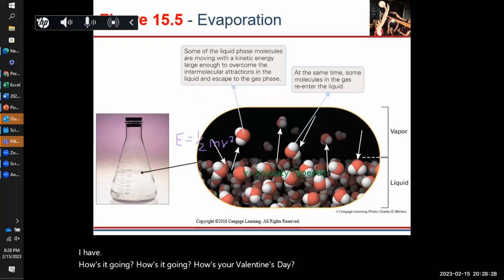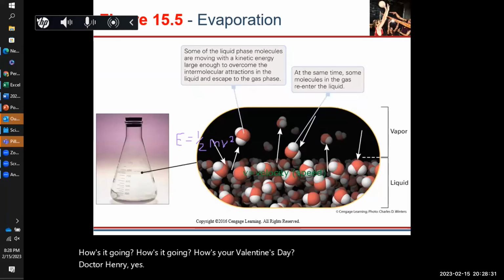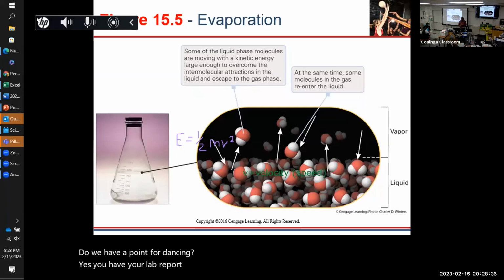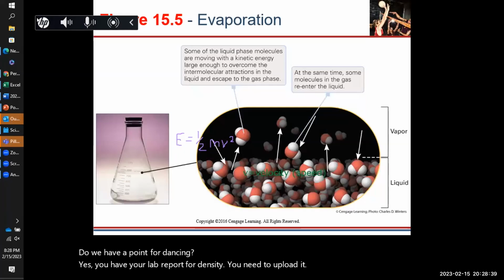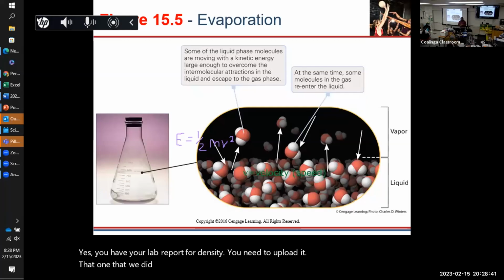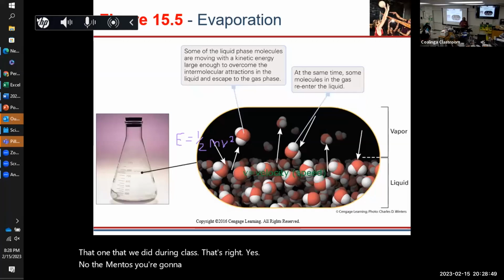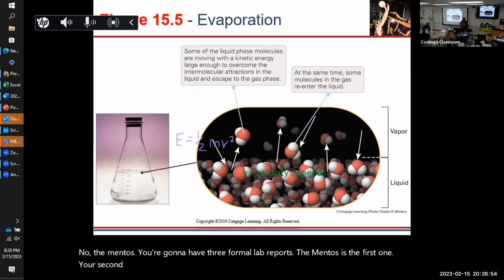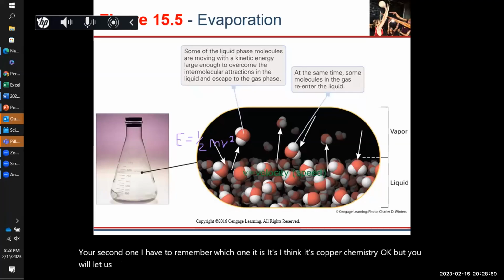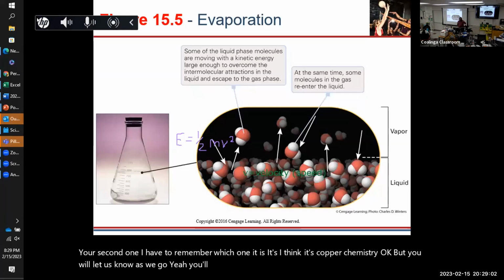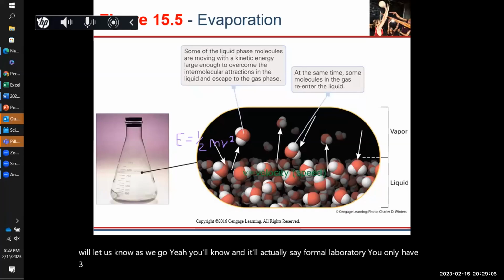Dr. Henry, do we have a lab report for density? Yes, you have a lab report for density. You need to upload it. Okay, just upload the one that we did during class, correct? Yes. Well, we don't have to do a whole report, just the Mentos? No, the Mentos, you're going to have 3 formal lab reports. The Mentos is the first one. Your second one, I have to remember which one it is. I think it's copper chemistry. Okay, but you will let us know as we go, correct? Yeah, you'll know. It'll have to be a formal lab report. You only have 3 of them to do.